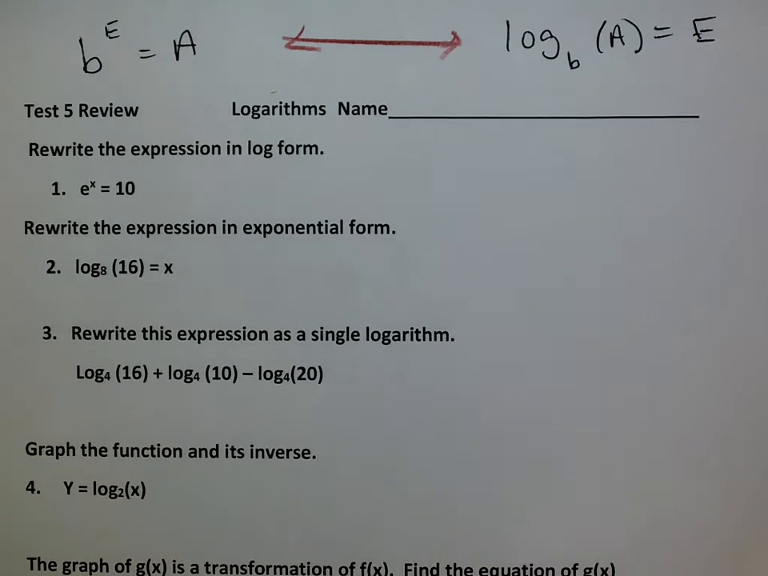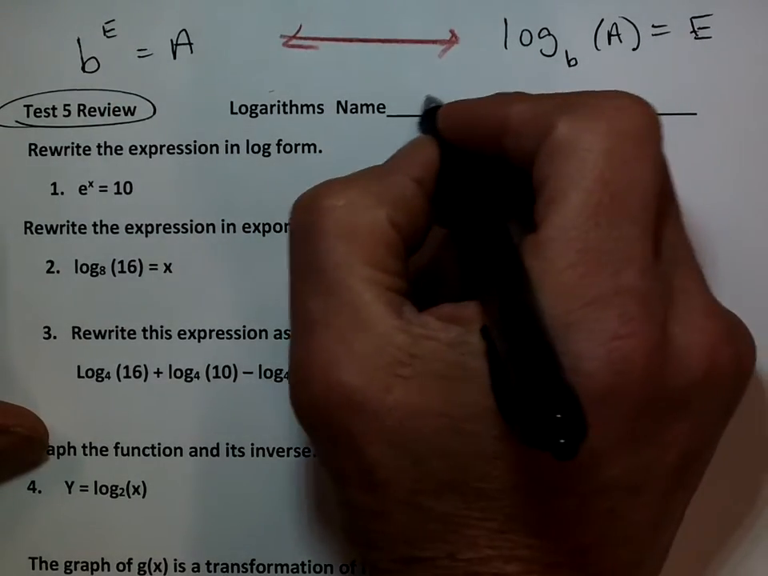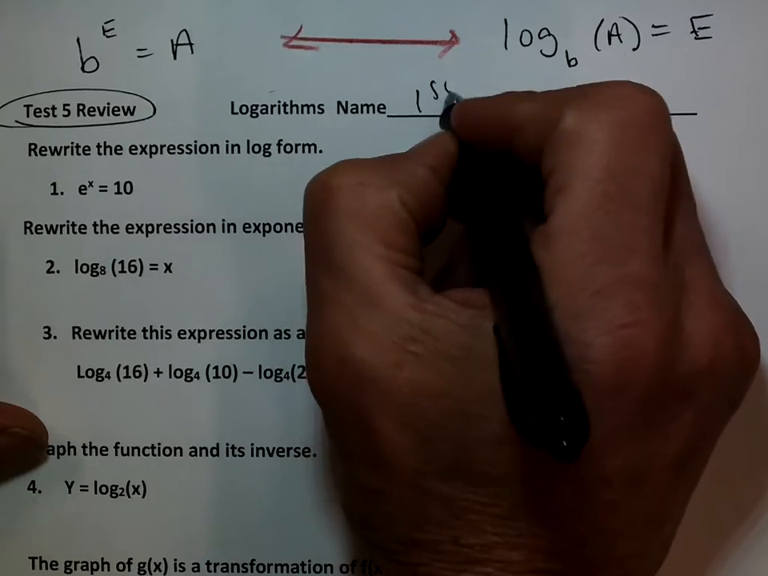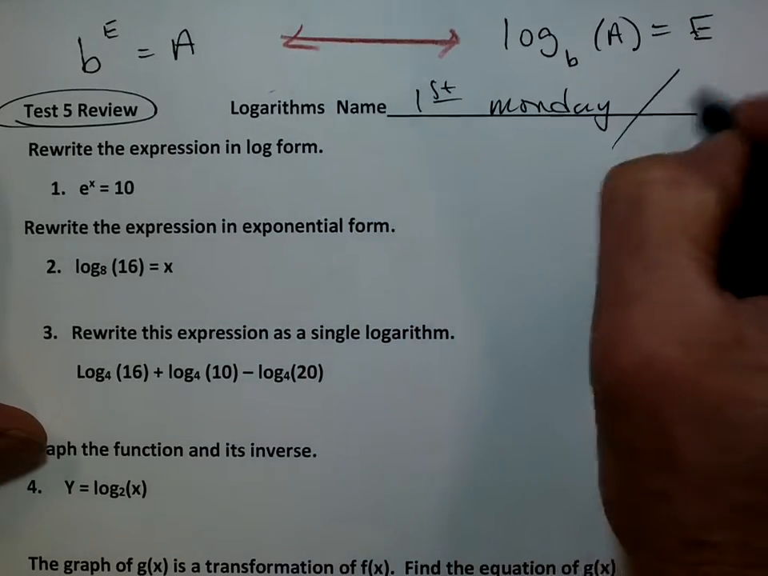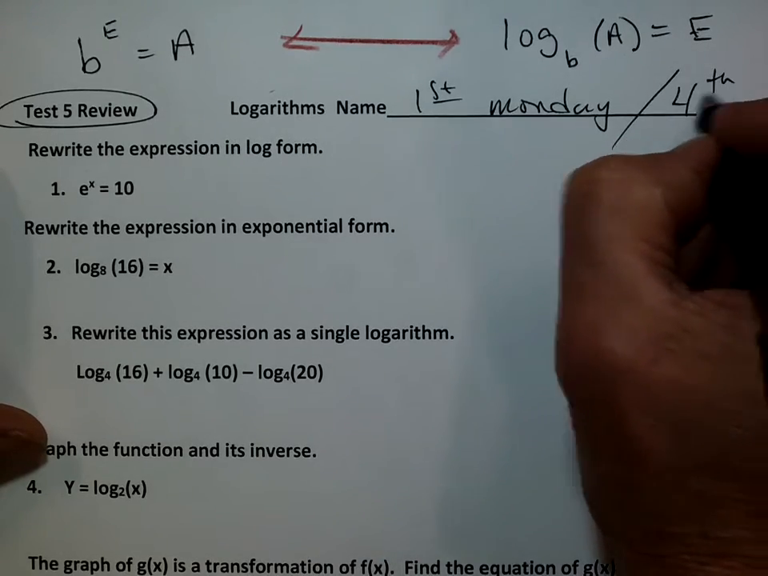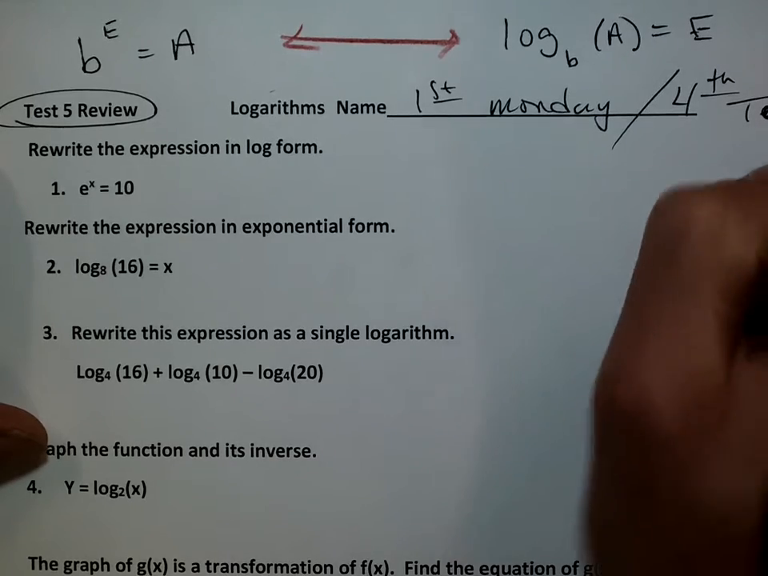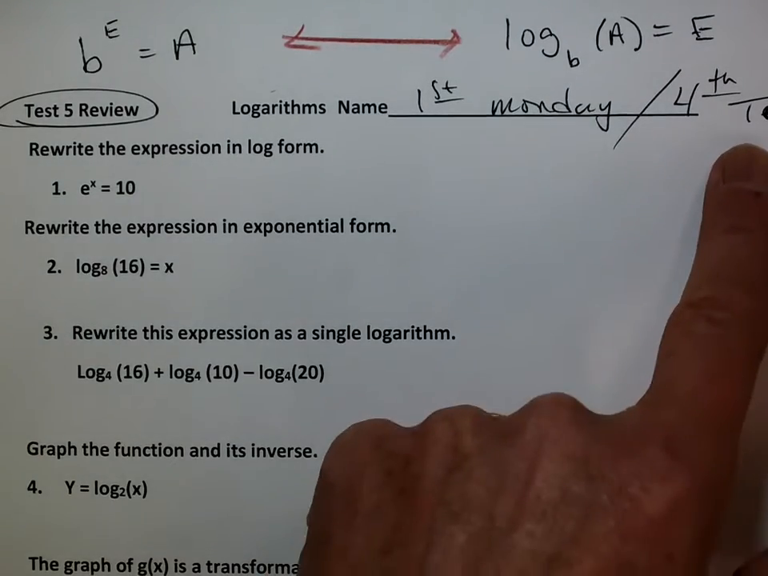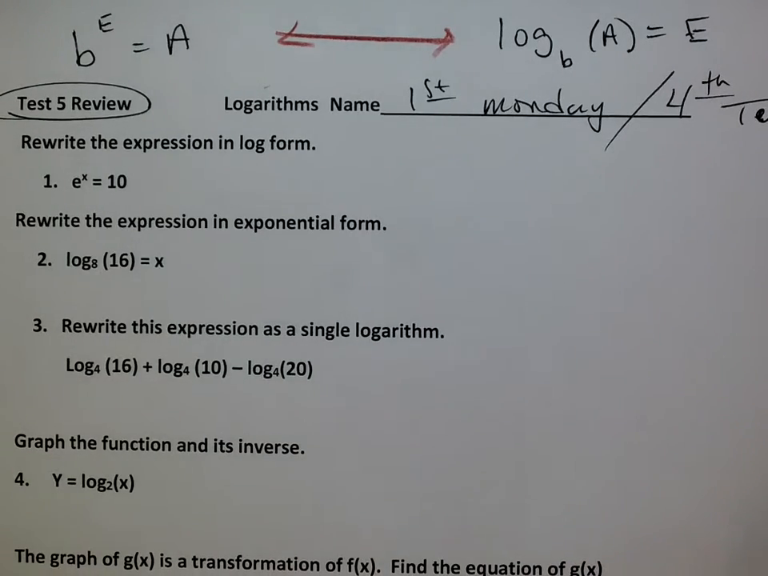Okay, good morning everybody. So it's Tuesday, so here's our test 5 review. First period is going to take the test on Monday, and fourth period will take test B, a different test, on Tuesday, okay? That means fourth period will have a little bit of chance to talk about the review, whereas first period, you guys are just going straight at it, okay?